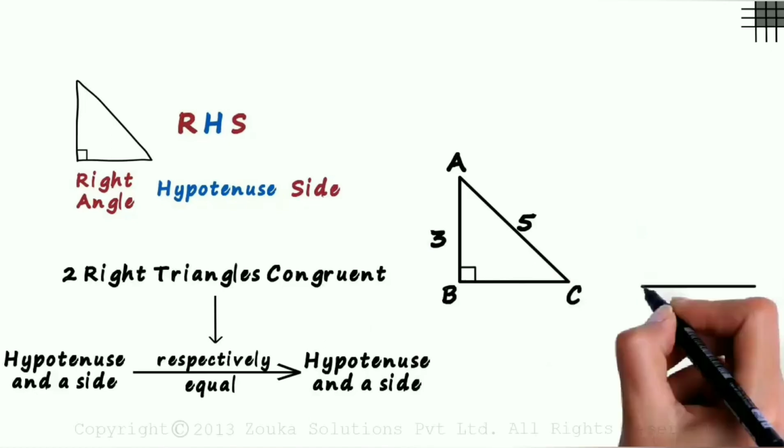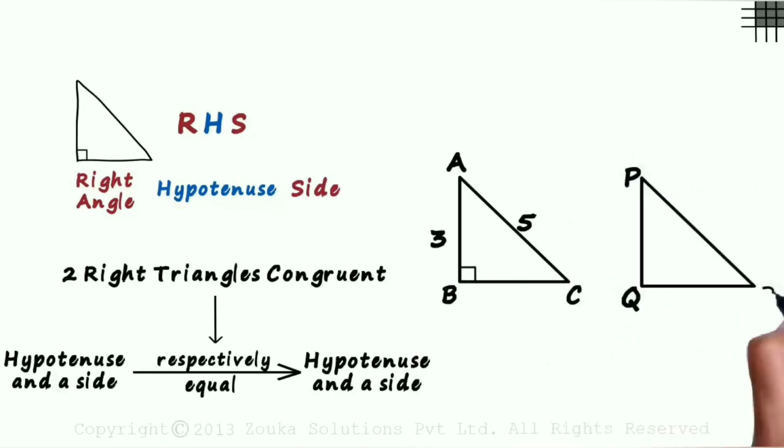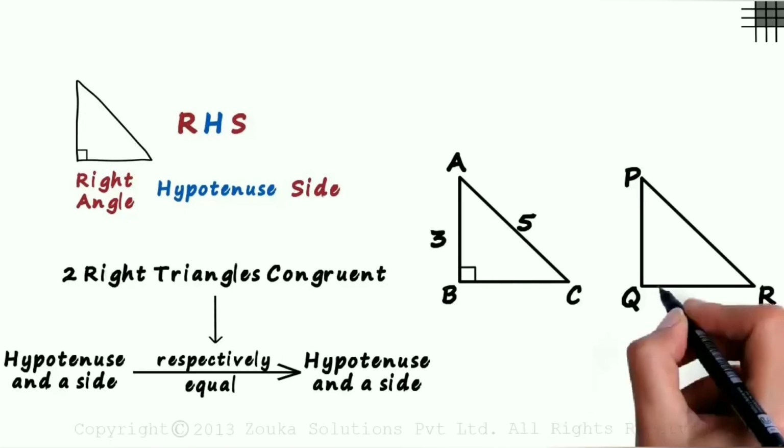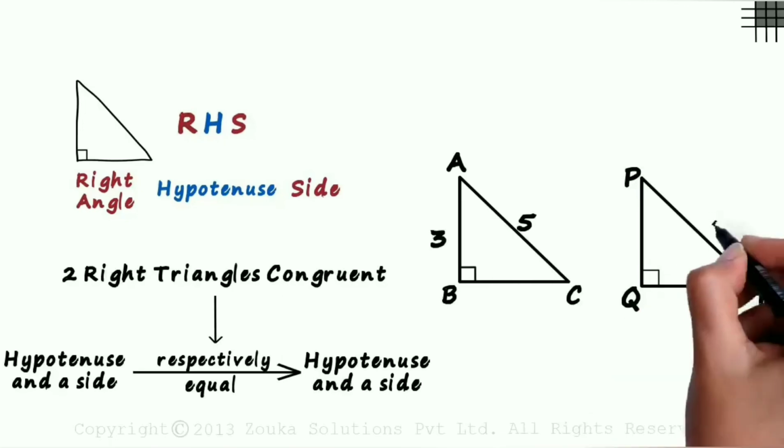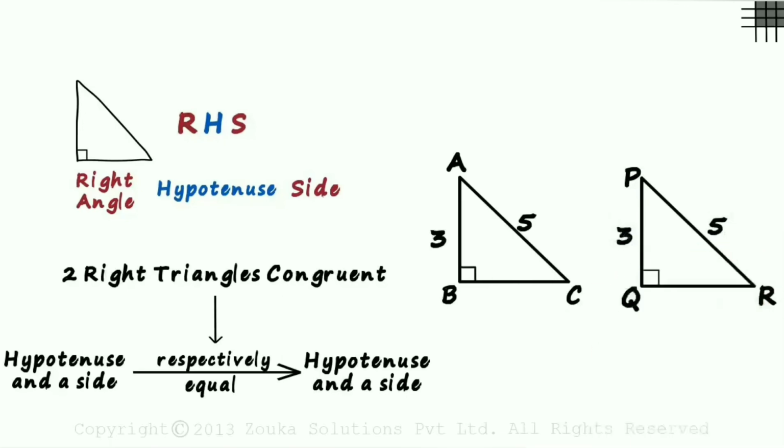Similarly, if we have a right triangle PQR, right angled at vertex Q, with the same hypotenuse length and side PQ equal to 3, then the two triangles will be congruent. We don't even need to know the length of the other side or any other angle for that matter. We can be sure that these two right triangles are congruent as the hypotenuse and one side of one triangle are equal to that of the other.